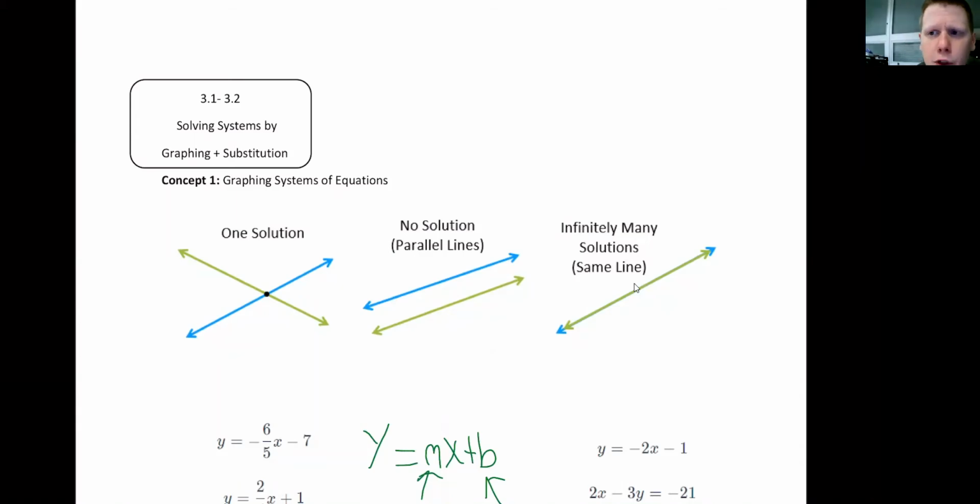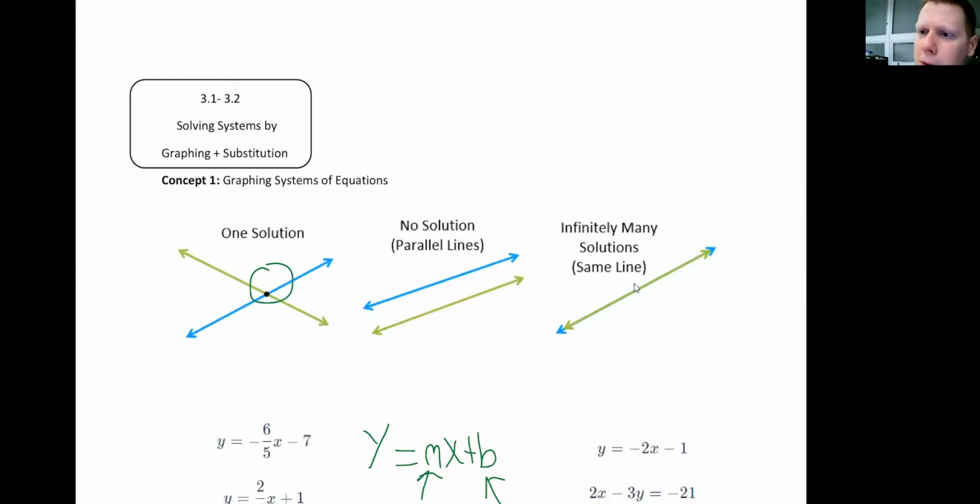But there's really three things that can happen when you graph a system of equations. The first one is you can get one solution, like you're going to see your lines cross at one spot. The second case you could have is no solutions. If you have parallel lines, lines that never will cross, well, then you won't have any solutions. Or if you have the same line, well, it's touching everywhere technically, so that would be infinitely many solutions.